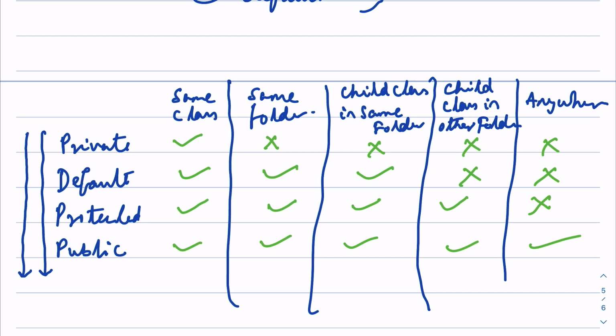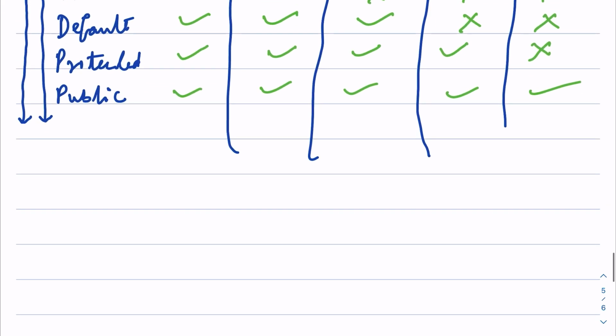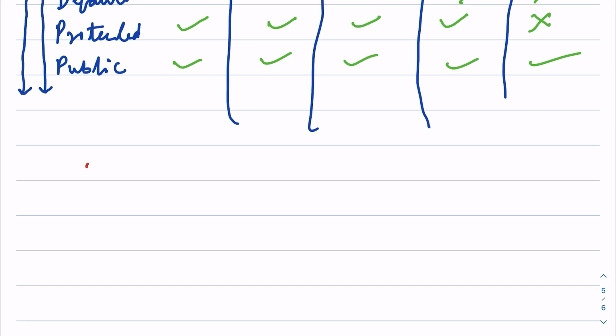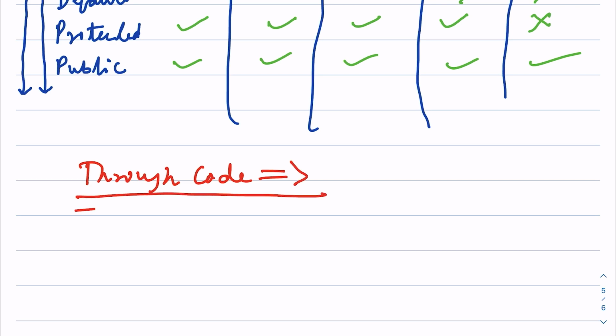Okay. So whatever we studied just now, let's understand through the code. This is very important. Let's understand everything that was discussed here through code. It's very important that you please watch this, so you would be more clear. Let's see how this is achieved through code.